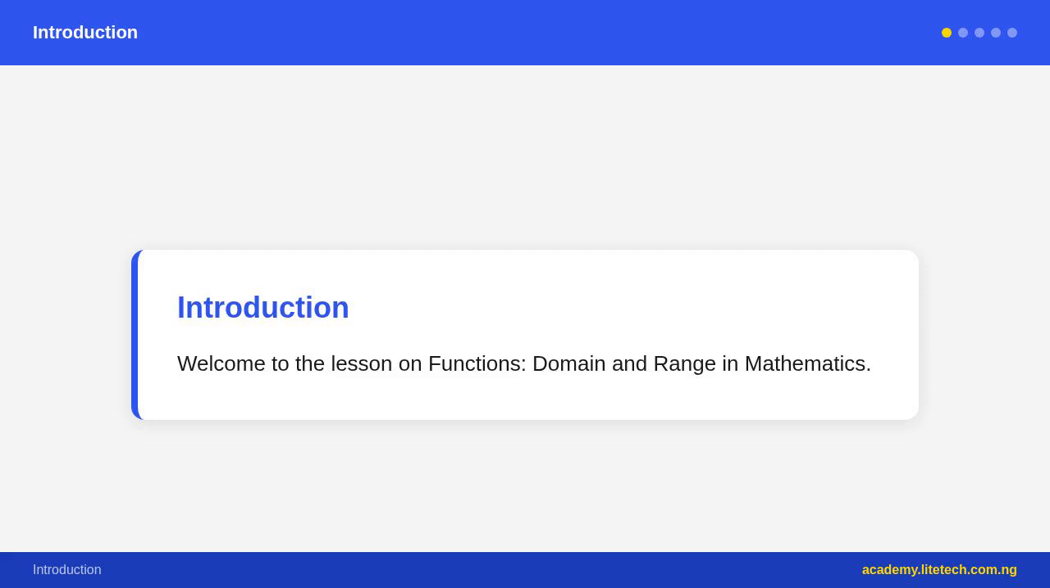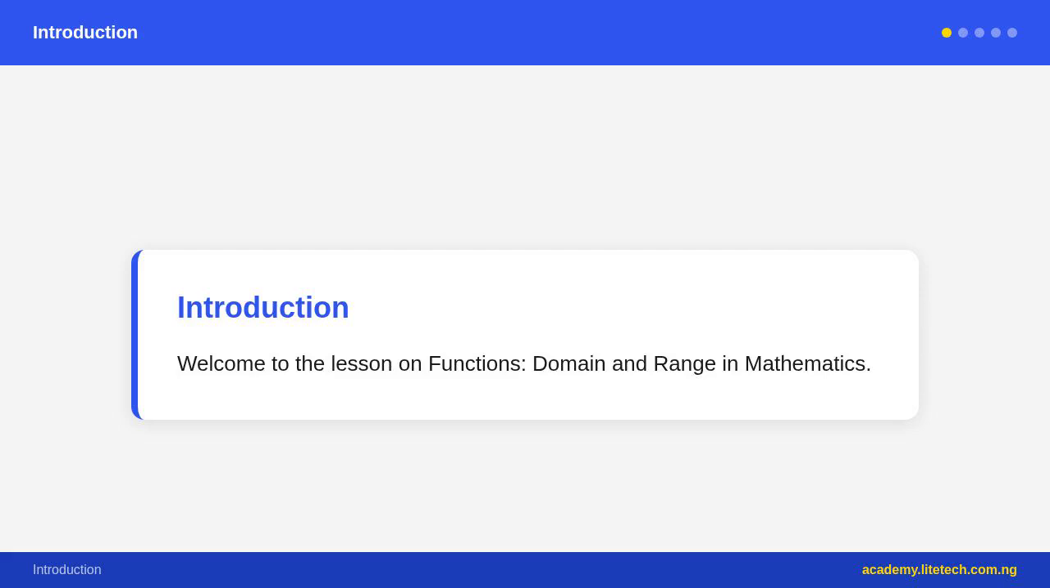A function is a rule that assigns to each element in a set called the domain exactly one element in a set called the codomain. Think of a function as a machine. You input a number, the machine applies a rule, and it outputs exactly one result.